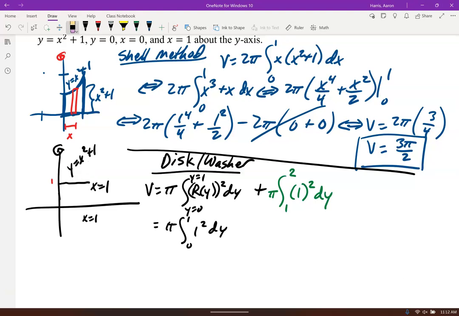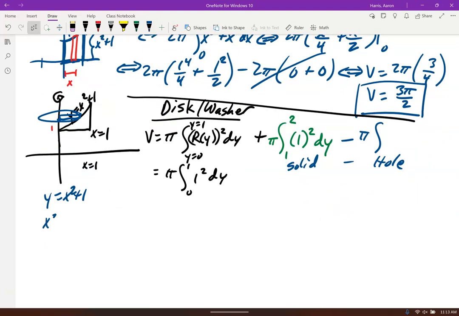Let me see if I can draw the hole. I'm going to do the hole there. Subtract out the hole. So this is solid minus the hole. And for the hole, I've got to solve in terms of x. So we have y equaling x squared plus 1, so x squared equals y minus 1. Taking the right-hand side, it'd be the square root of y minus 1. So the hole is the radius, square root of y minus 1, squared dy. That's the hole I've got to subtract out.